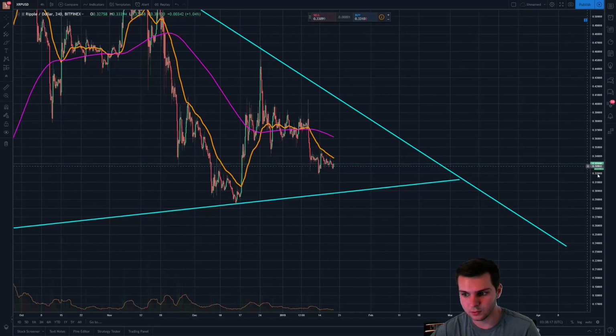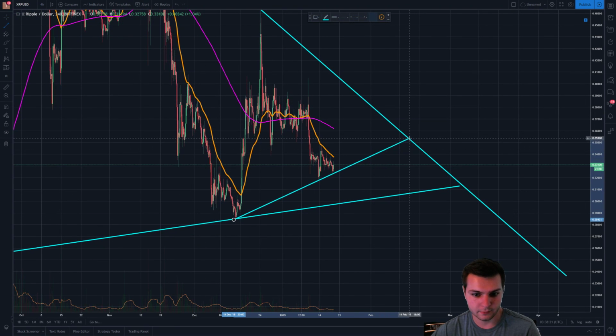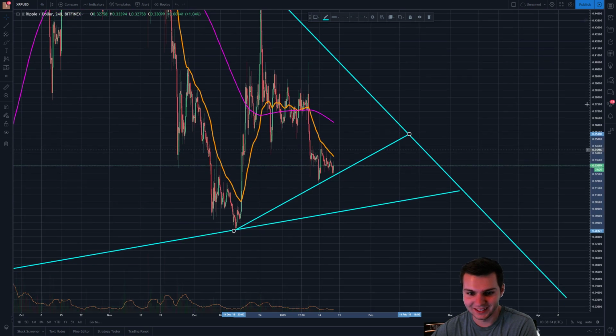Oh, here we go. This is what I wanted. Yeah, look at that. Very fine support. But this is where, again, it's getting squeezed. This is a pennant on XRP. Or it's a diamond. It's weird. It's like a diamond and a pennant.